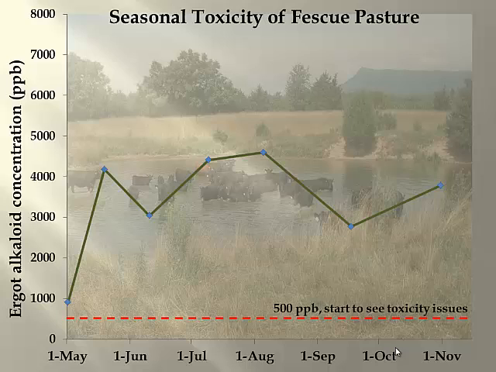Now, I want to reiterate, this is fescue only. So if you've got pastures that are 50-50 fescue and clover, for example, you can extrapolate that things would be a little bit different.